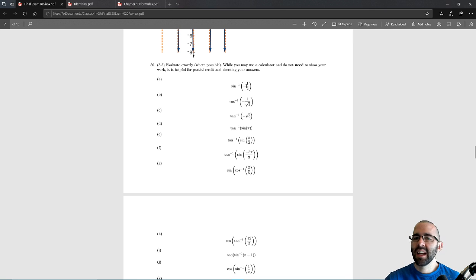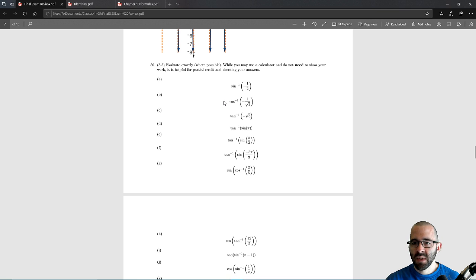So if you're doing these by hand, I imagine not very many people are, you have to remember what the range of inverse sine is. Can you use something in the first or the fourth quadrant? Inverse cosine will be first and second quadrant.